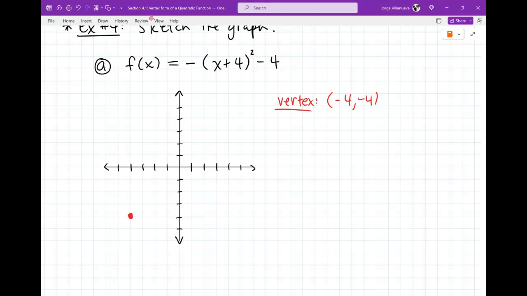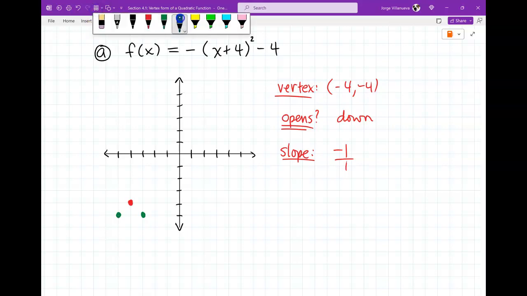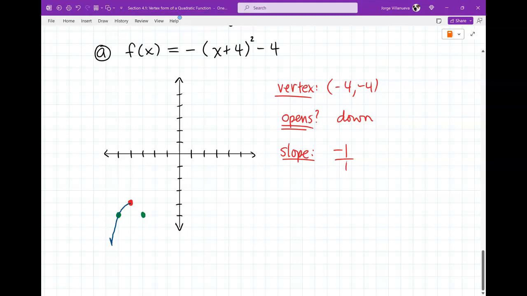Then you want to ask yourself, which way does it open? All right, so it opens down. So I know my graph's going to open down. According to this, my slope is what? Slope is negative 1. That means I'm going to put negative 1 over 1. So from that vertex, I'm going to go once down, once to the right. And from the same vertex, once down, once to the left. And then I'm just going to draw my graph. It's going to be curved, okay? Not straight lines, curved. And you're done. That's your graph.